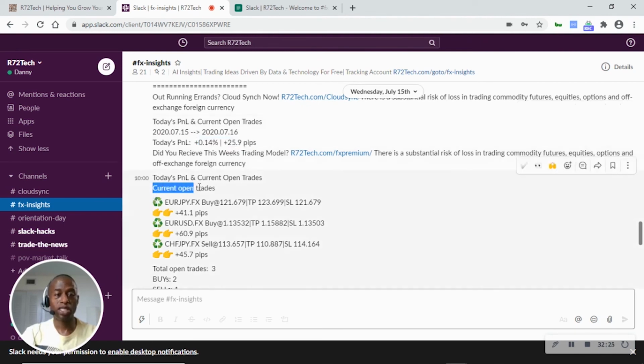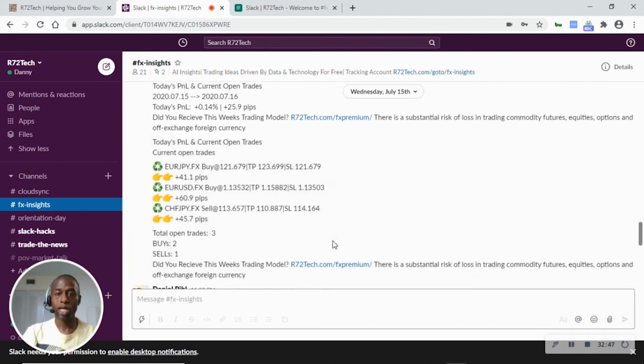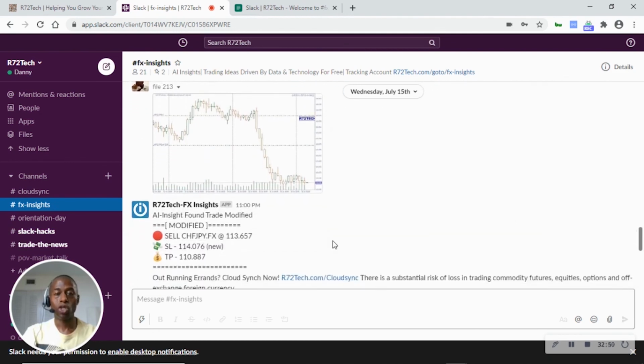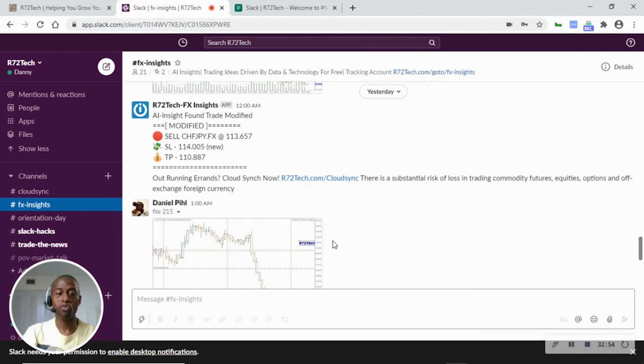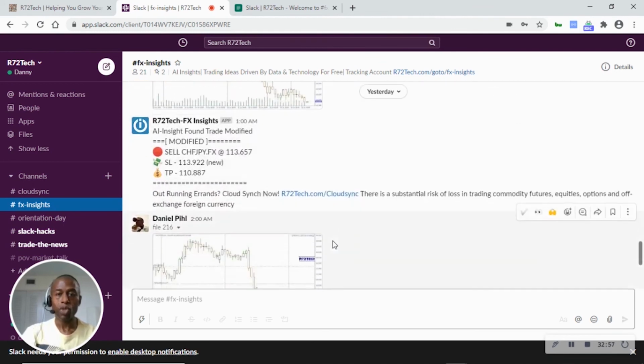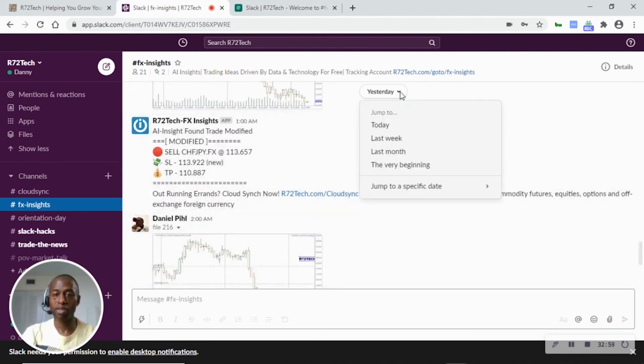Underneath, you already know that's the second part of this notice, which is the current open trades. Instead of 4 trades open, now you have 3 because one has closed, and that is represented in today's P&L. It's giving you the snapshot. Plus or minus pips, 41 pips up, 60 pips up, 45.7 pips up. And this is only on Wednesday, so you can see how much action is going on in this channel for FX Insights.